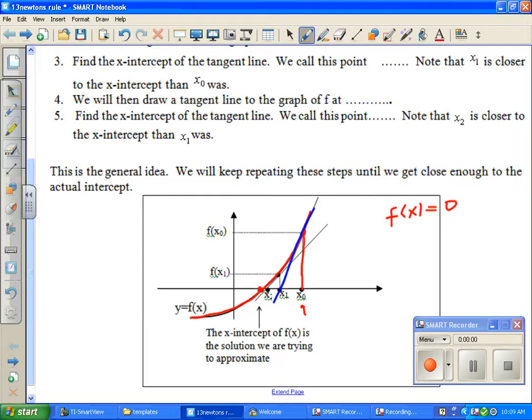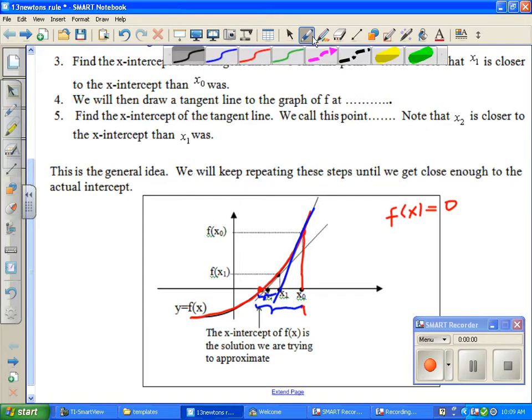So your initial guess was this much apart, right? Your initial guess was how far away from the actual solution, this far away, right? But the x-intercept of the tangent line is now only this far away, right? And then you repeat the method. This is called the method of iterations. You plug the number back into the function.